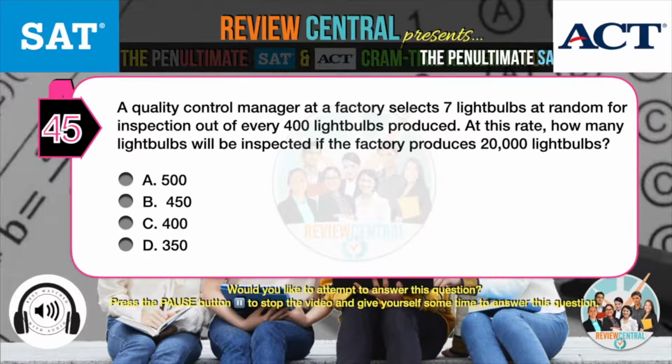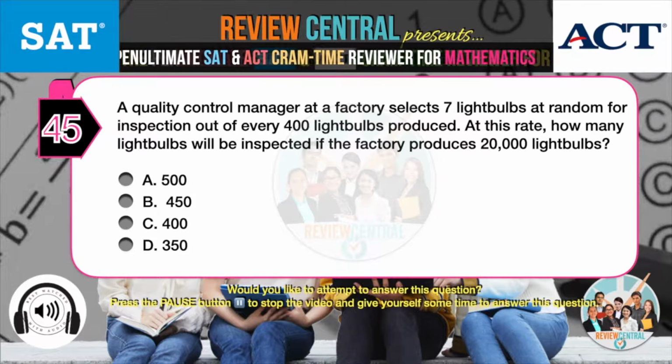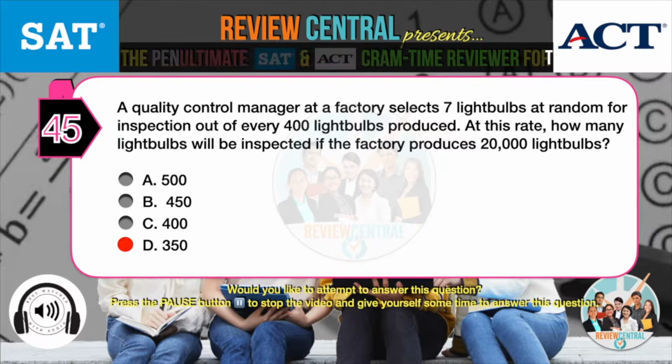Question number 45. A quality control manager at a factory selects 7 light bulbs at random for inspection out of every 400 light bulbs produced. At this rate, how many light bulbs will be inspected if the factory produces 20,000 light bulbs? A. 500. B. 450. C. 400. D. 350. The correct answer is D. 350.